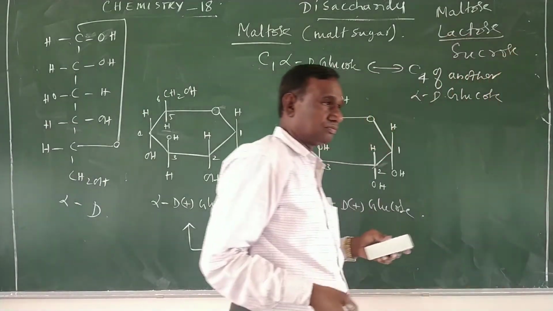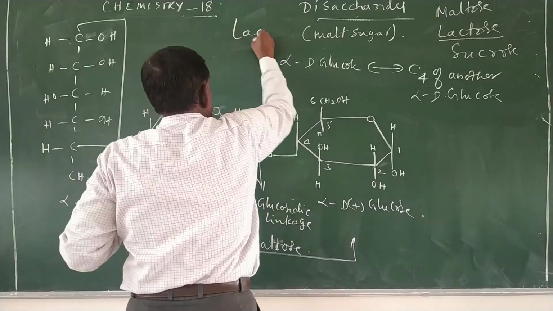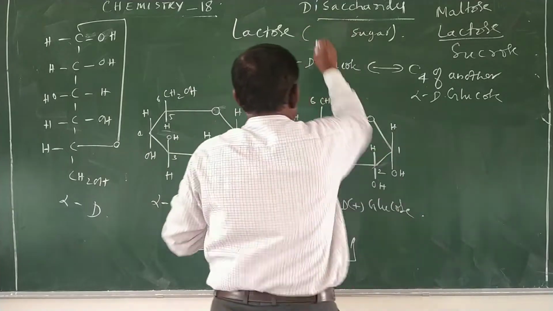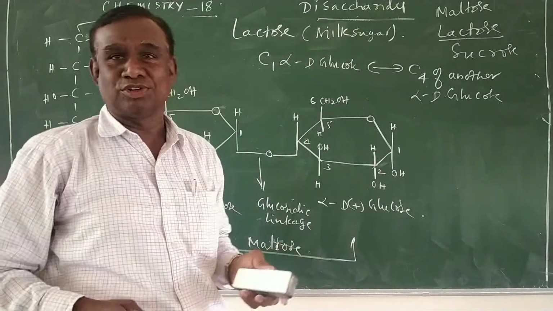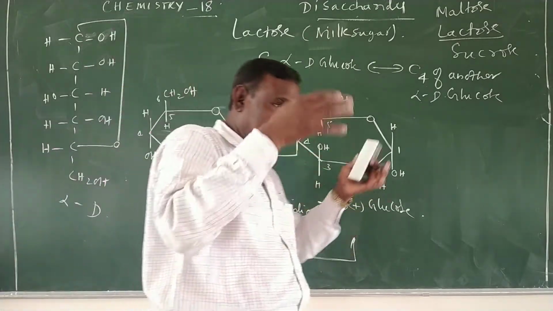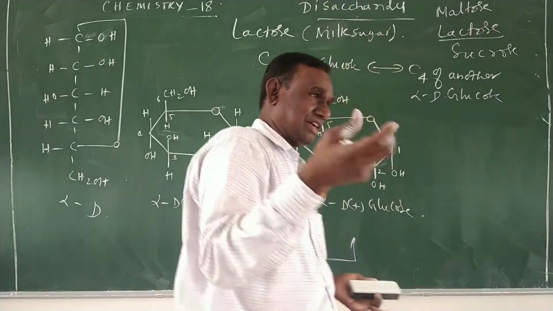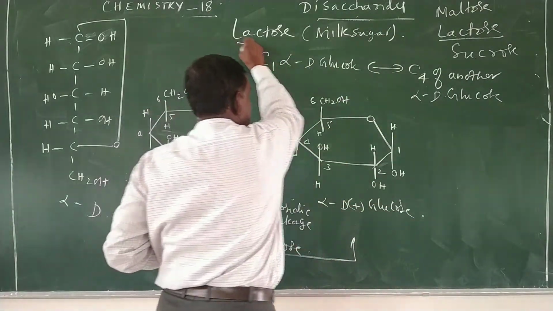Lactose. Now, lactose is also called the milk sugar. Lactose is also called the what? Milk sugar. Because it is abundantly present in milk. Lactogen bottles are there; it is added with milk. So therefore lactose is a disaccharide.